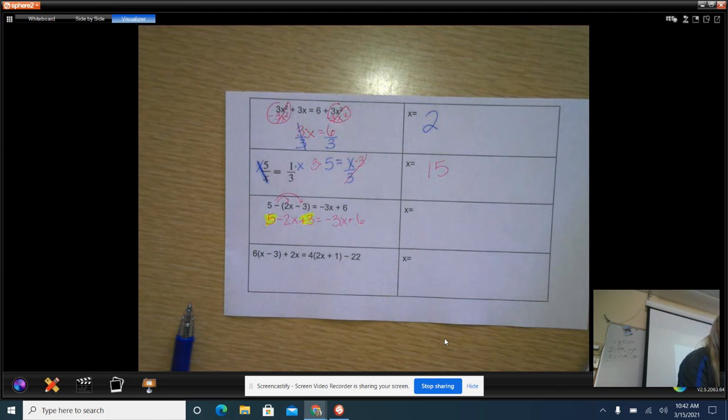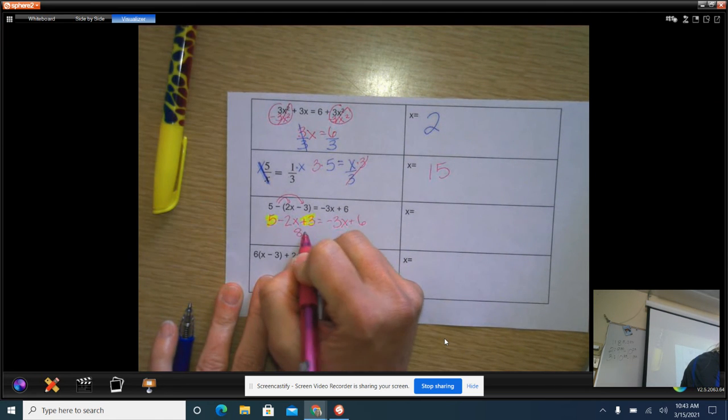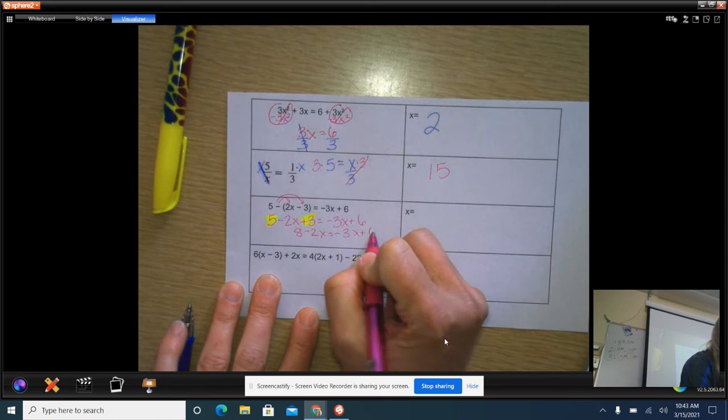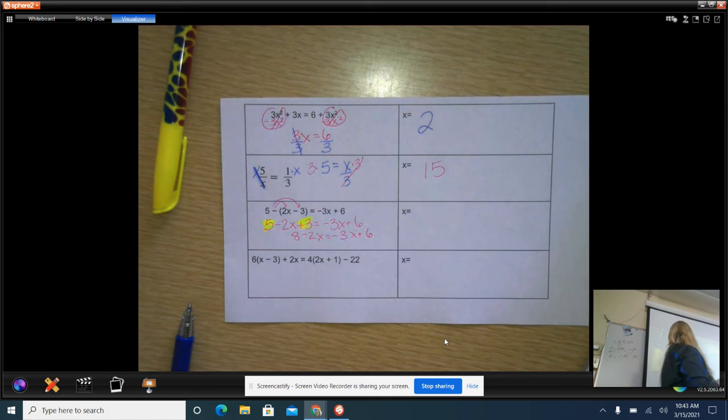5 plus 3 is 8. So we have 8 minus 2x is equal to negative 3x plus 6. Now we have combined all of our like terms on either side. That means that what you have left is a plain number, a constant, and an x. So now it's time to start moving stuff from one side to the other by doing the opposite operation.